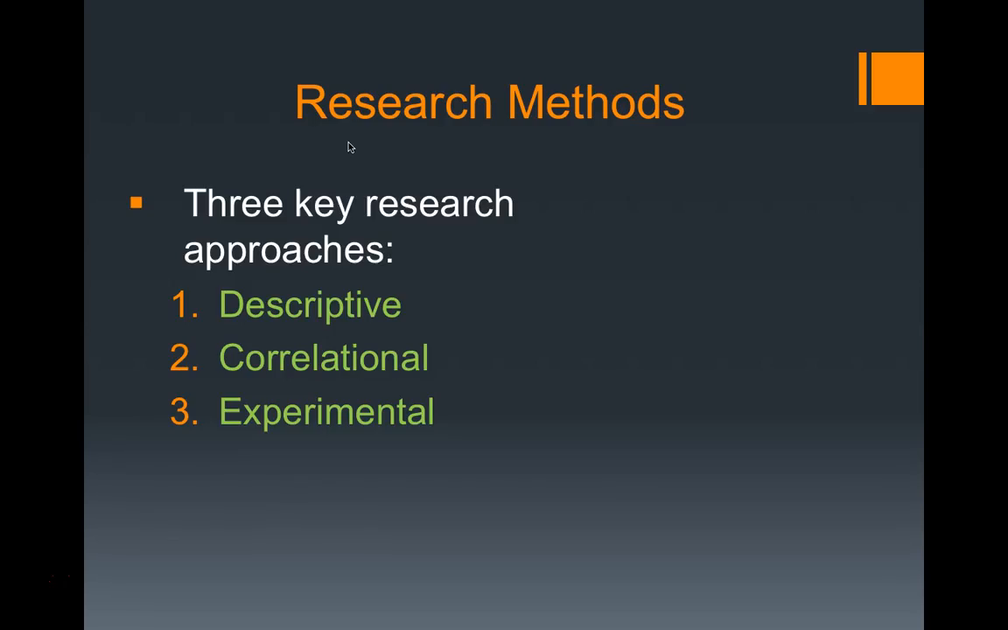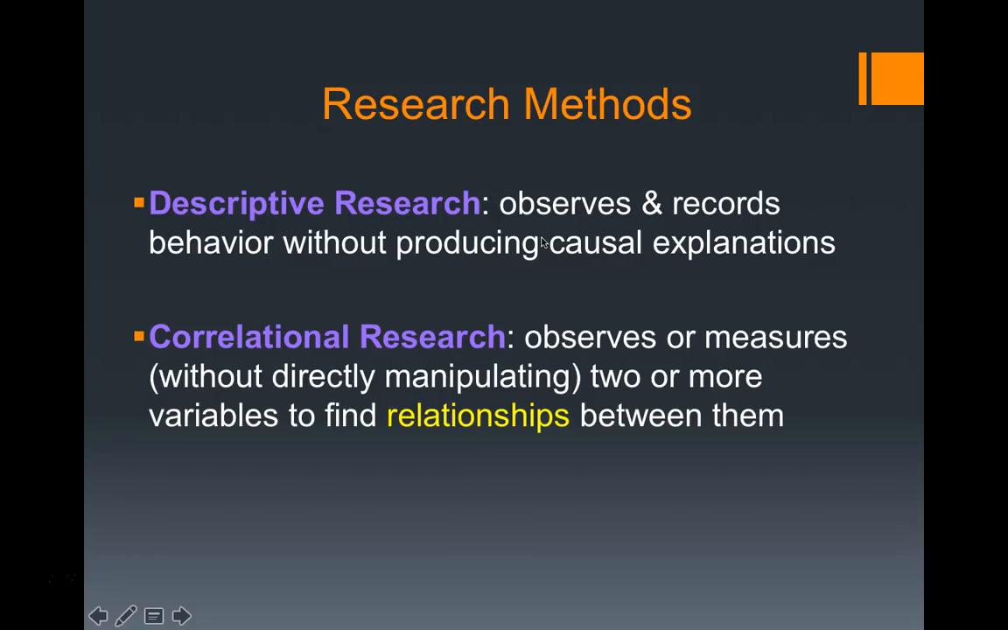Let's move on and talk about research methods. There are three key research approaches: descriptive, correlational, and experimental. Descriptive research involves observing and recording behavior without producing any causal explanations. We're just describing the lay of the land here.